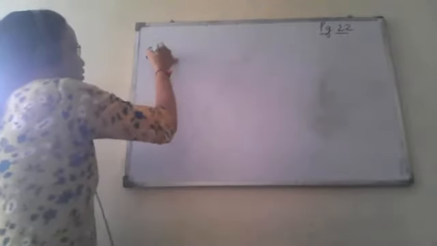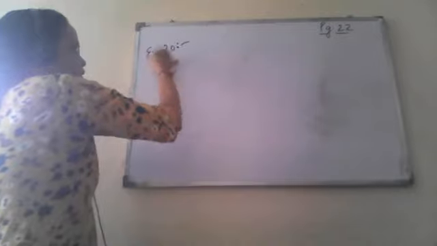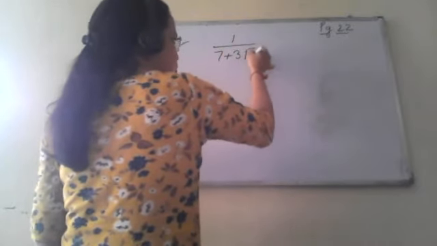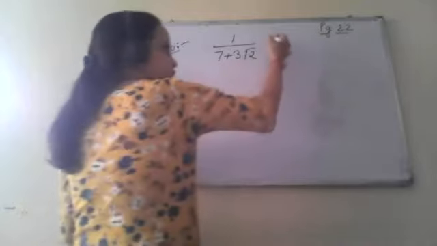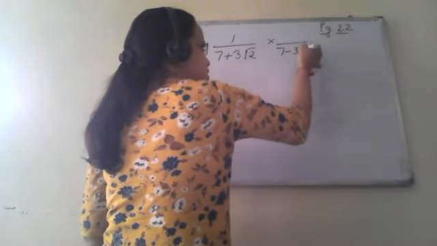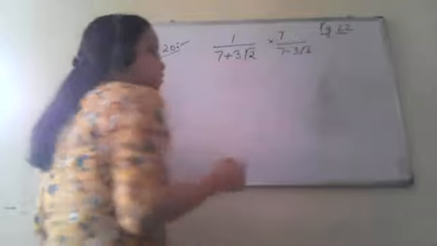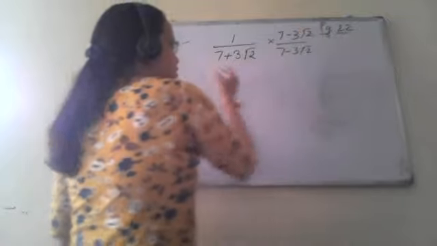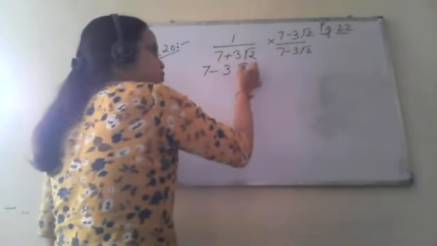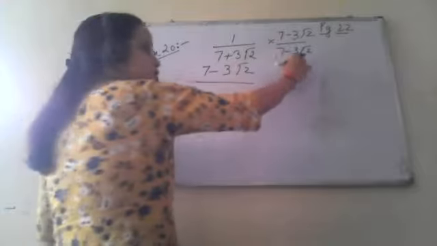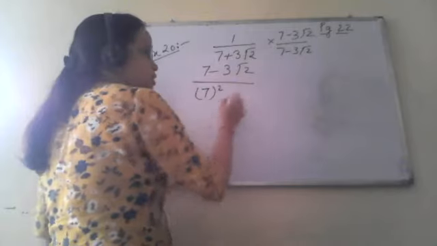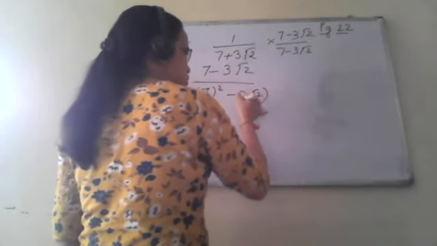Example number 20. We have to rationalize 1 upon 7 plus 3 root 2. Okay. So what will be the rationalizing factor? It will be 7 minus 3 root 2. And we will multiply this expression to the numerator as well. So this is 7 minus 3 root 2, and here we have a plus b and a minus b. It will be a square minus b square. A square is 7 square, b square is 3 root 2 whole square.